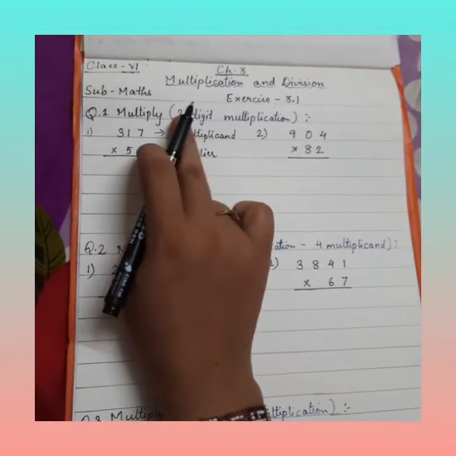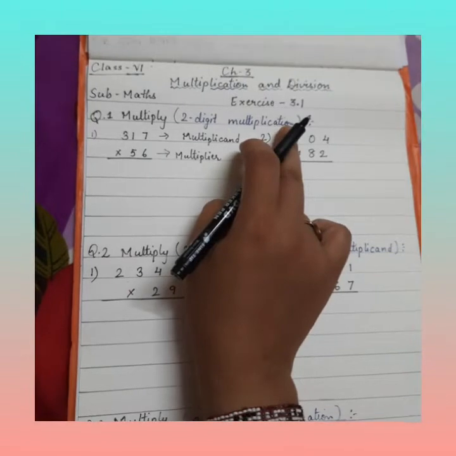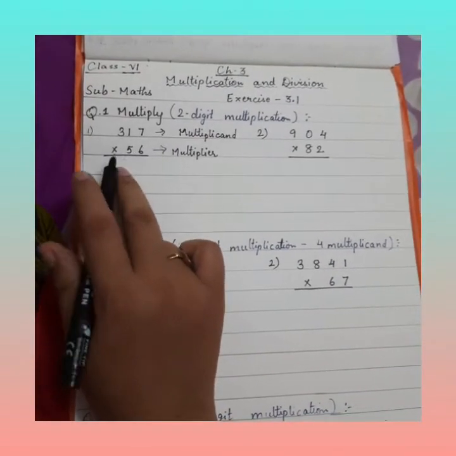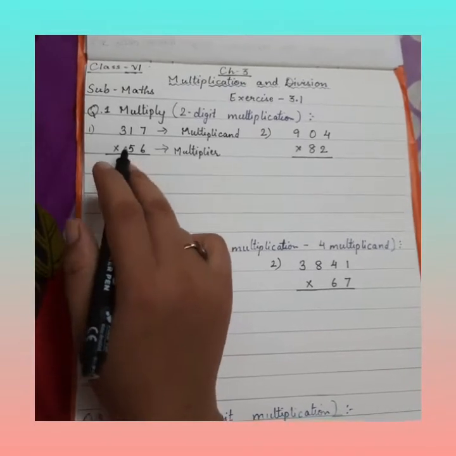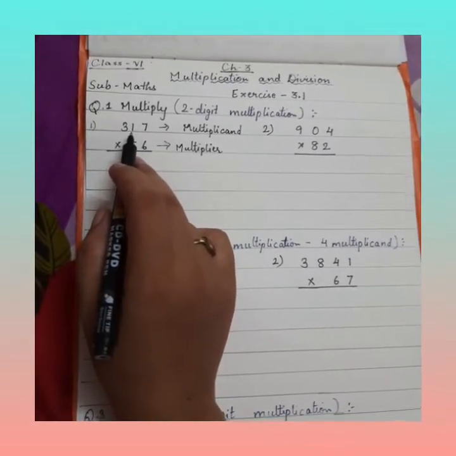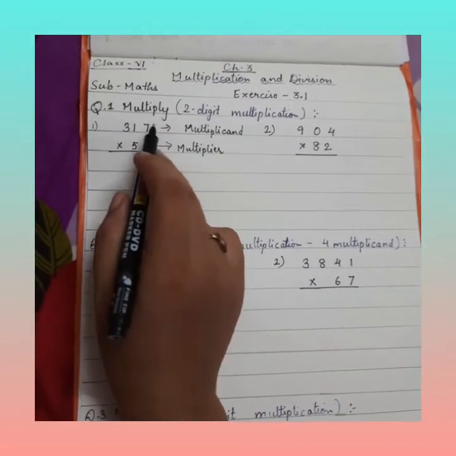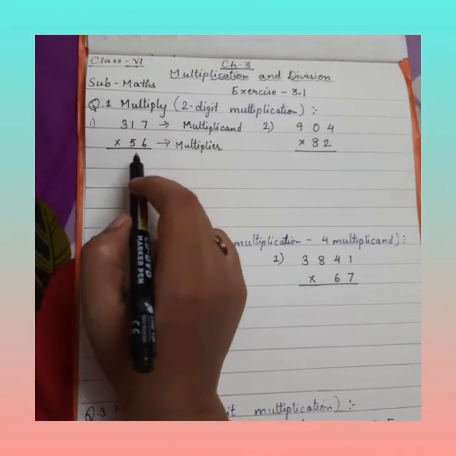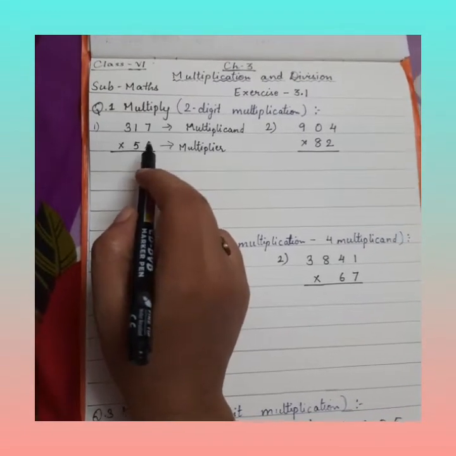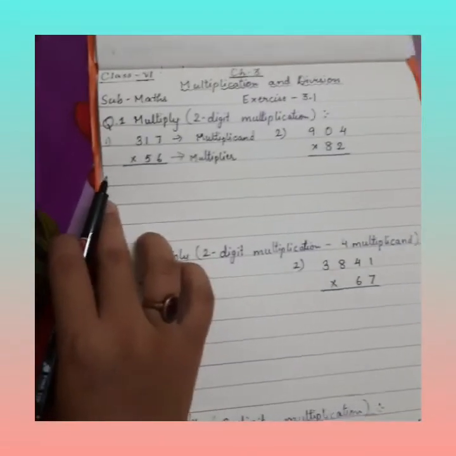As I have named here, 2-digit multiplication: we can see here the multiplier is of 2 digits, whereas the multiplicands are of 3 digits. But we never bother about the multiplicand. Always we have to focus on the multiplier. Okay, so let's start how to do multiplication.